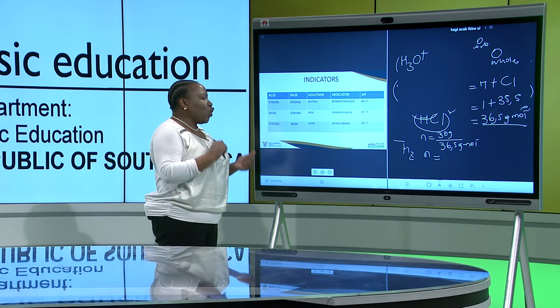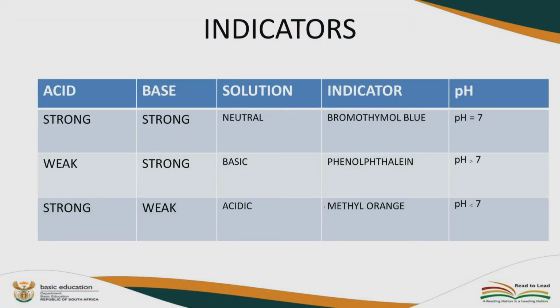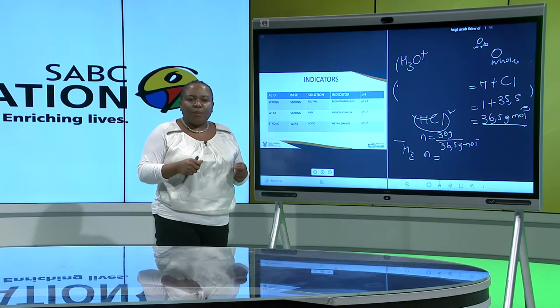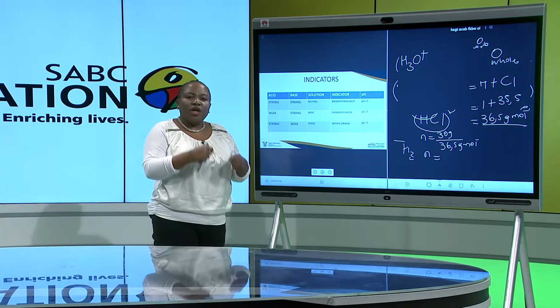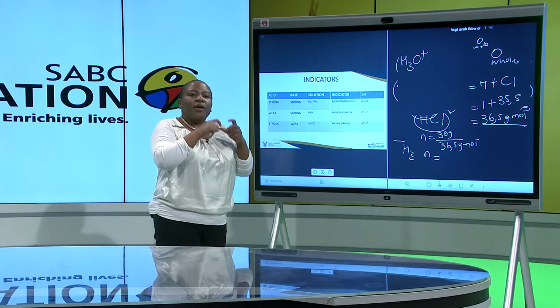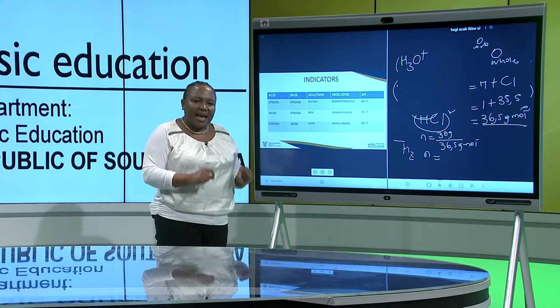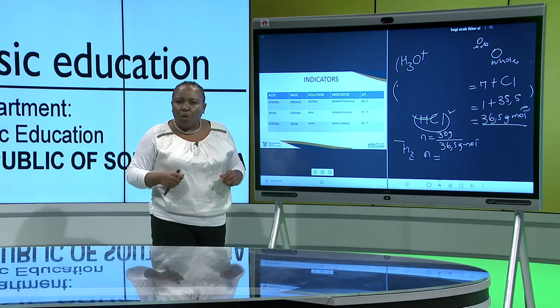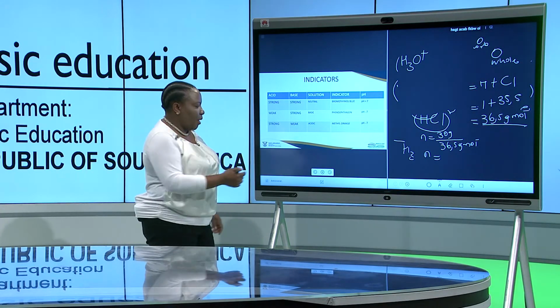And then the last one, a strong acid, when it reacts with a weak base, the solution will be acidic, and the suitable indicator for that reaction is methyl orange, and the pH of the methyl orange is less than 7. So these suitable indicators are very important for you to know. You will also use this when you are doing your experiment on titration, because when you are titrating something or finding a concentration of something, you need to know first the type of acid and base that are reacting for you to be able to choose a suitable indicator.